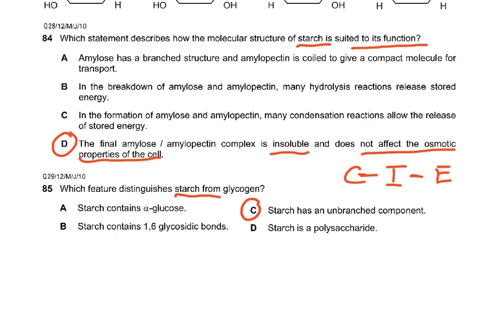Which feature distinguishes starch from glycogen? Starch has an unbranched component. Glycogen is all branched. Starch has a component, part of it is amylose, part of it is amylopectin. Amylose does not branch. So that is why that is the difference between glycogen and starch.